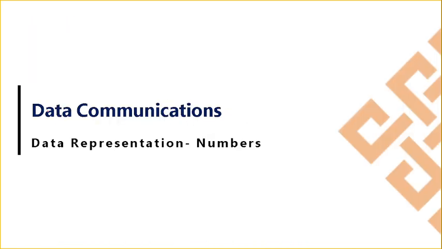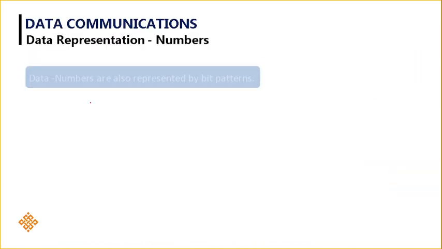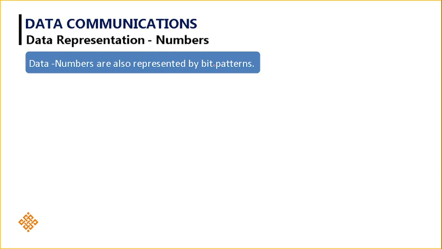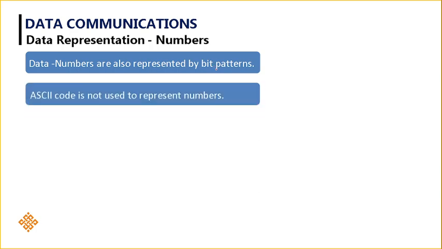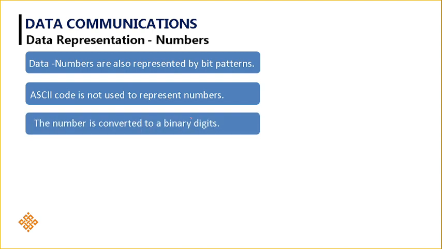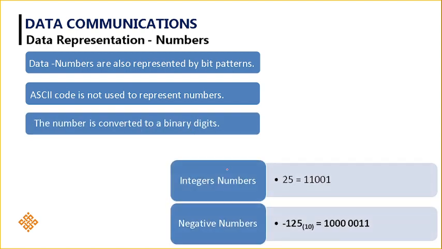Next we will talk about numbers. Numbers are also represented by a bit pattern, zeros and ones. But here normally we are not using ASCII values to represent numbers. ASCII code is not used to represent numbers. We are using decimal numbers here, so the number is converted to binary digits. For example, if you want to send 25 using a 5-bit pattern, it is represented as 11001. You can even send negative numbers using base 10 or many other ways, which we will see shortly.